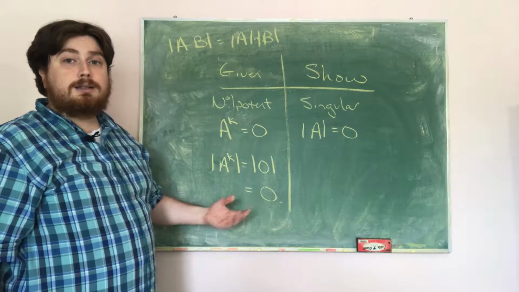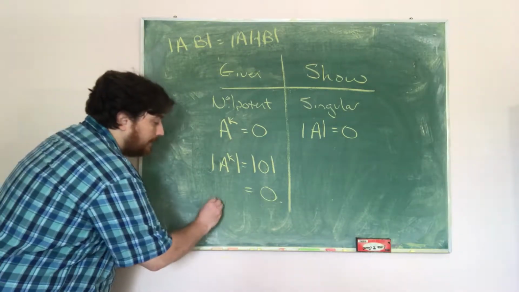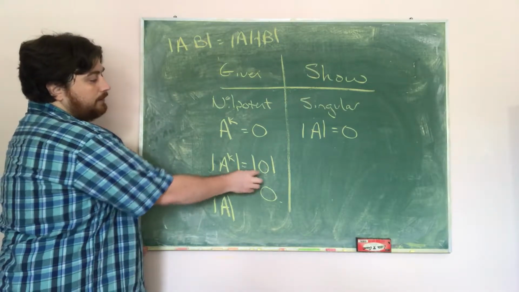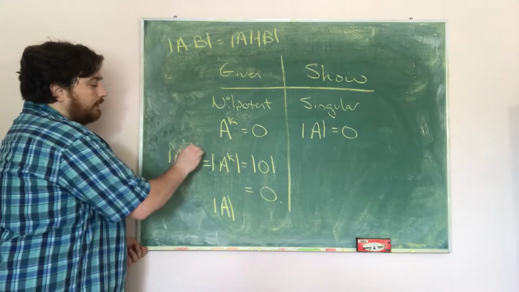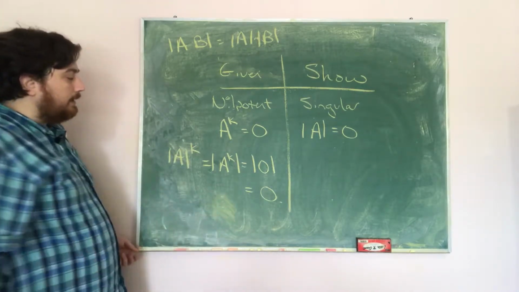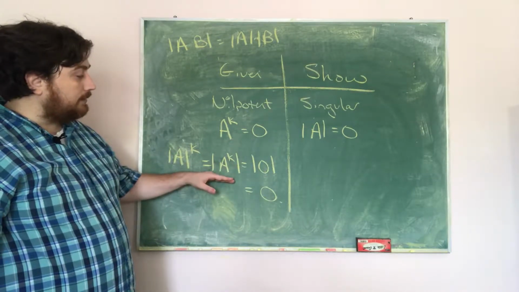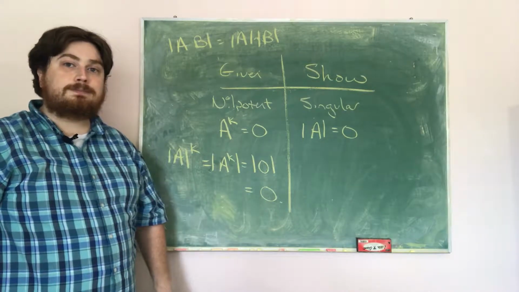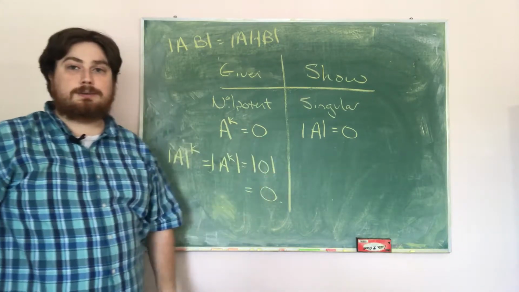I can use that again to get A times A times A to the k minus 2. And in the end, what I get is that the determinant of A to the k is the determinant of A multiplied k times, and since this is equal to the determinant of A to the k, which is the determinant of 0, that is 0. So now I have to use this in order to get this out.